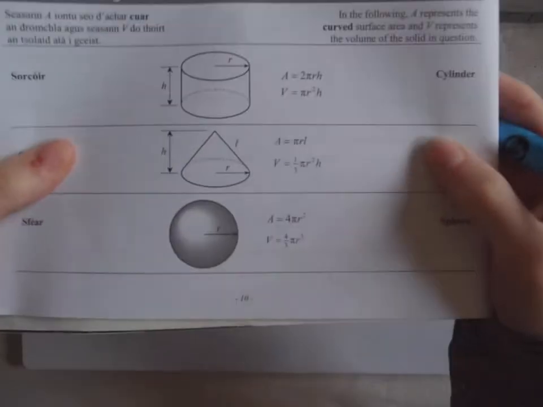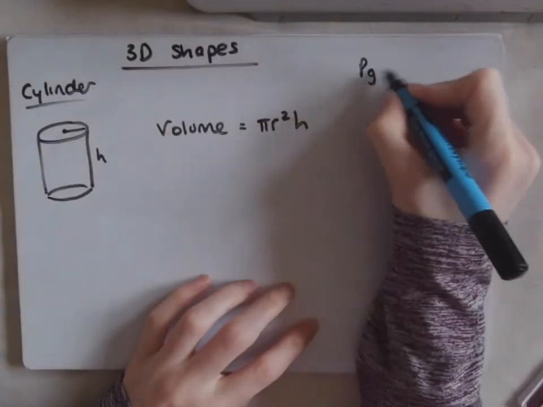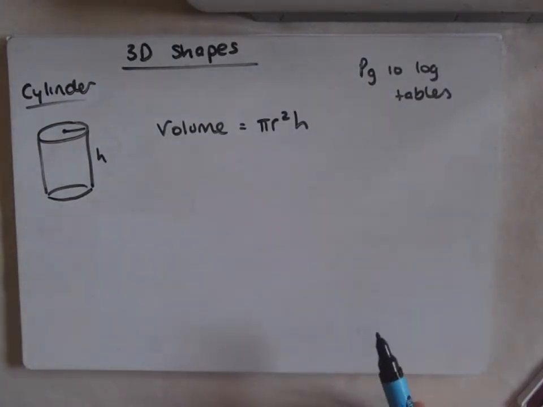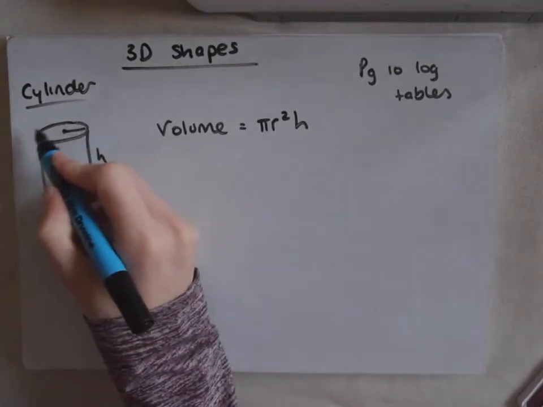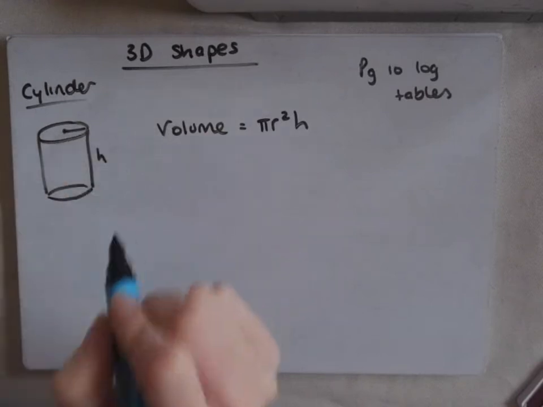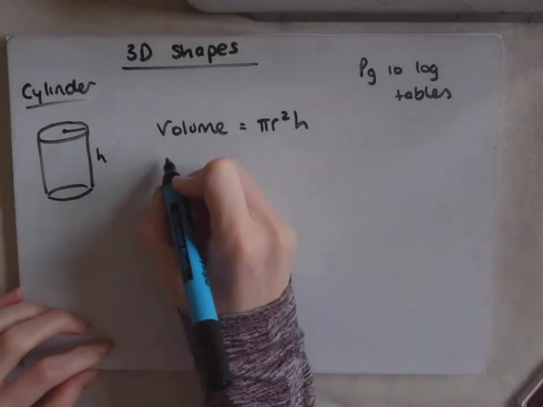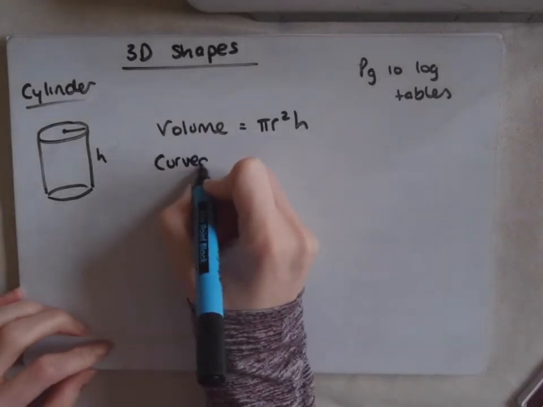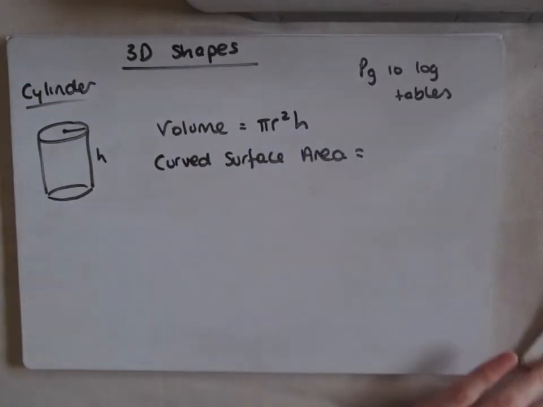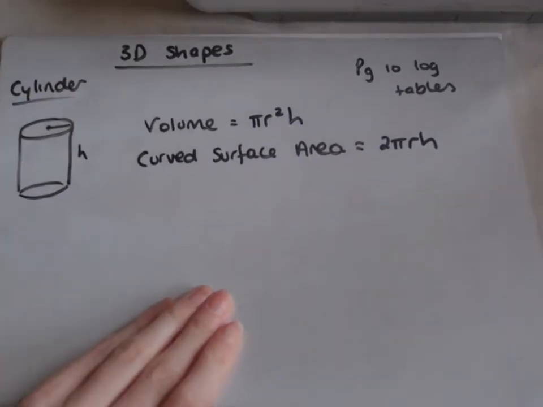So here we're talking about page 10 on your log tables, okay? If you think about that formula, pi r squared is the top and h is the length, okay? Pi r squared h, just keep that in mind for another formula we're going to do, okay? So that's your volume. Then you have your curved surface area, which again is given to you. Two pi r h.